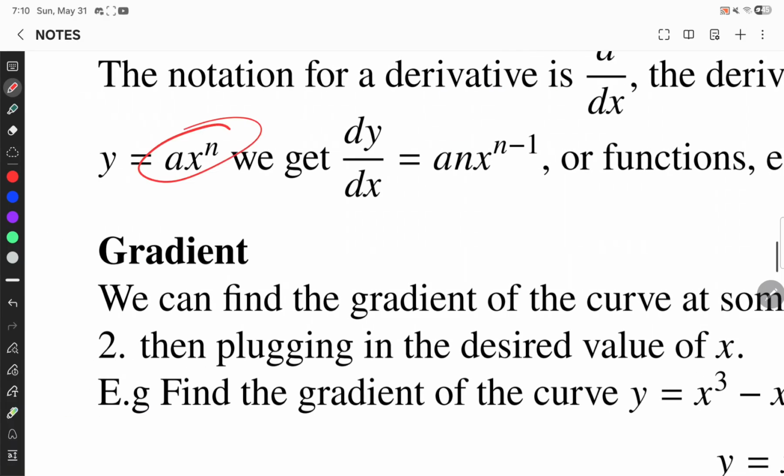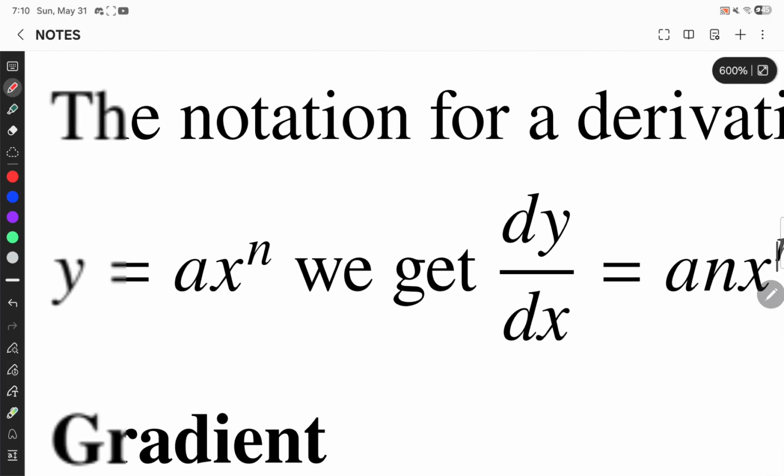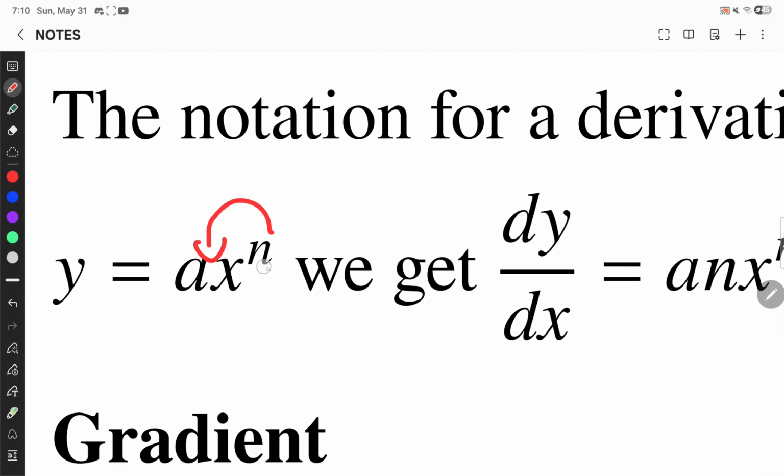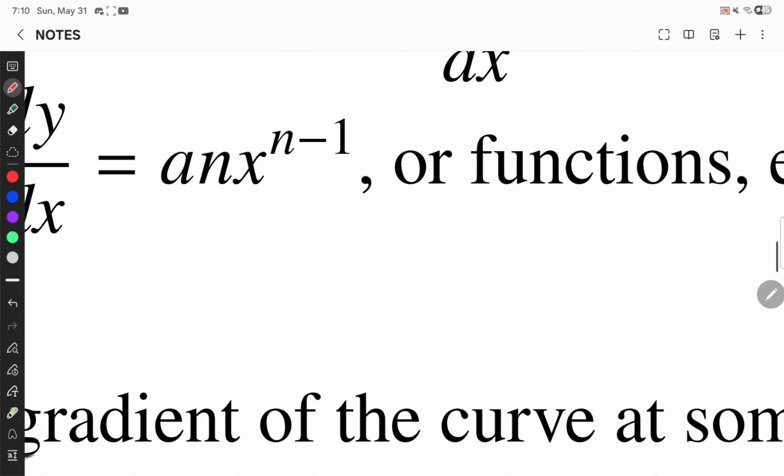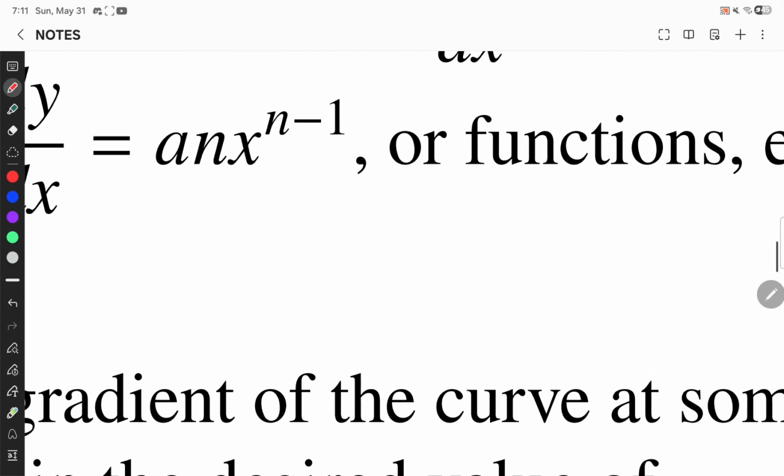If we differentiate ax to the n, we get anx to the n minus 1. What happens? We multiply the expression by the power, we drop the power, and we also subtract the power by 1. Nice. Now you may be that kind of person. What happens when n is equal to 1?